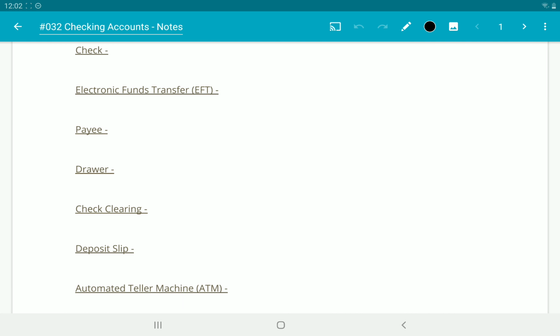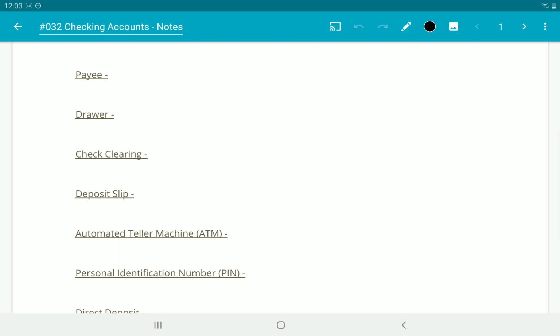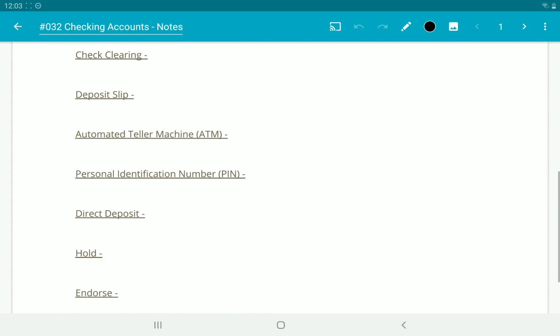Electronic funds transfer, or an EFT, is the process of moving funds electronically from one account at one bank to another account that could be in another bank. The payee would be the receiver of the transferred funds, and the drawer is the person who actually sent the funds to the other person. Check clearing is the process that happens whenever a bank pays for a check out of the checking account. So that's whenever the check actually clears, it's actually come out of the account.